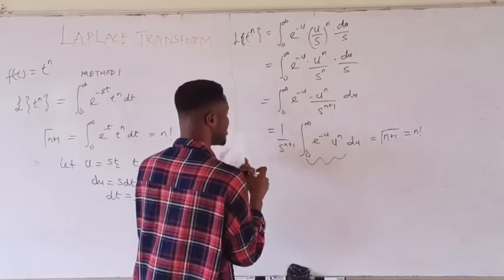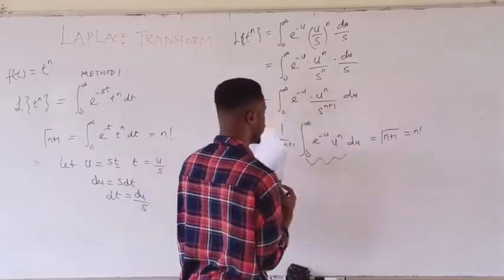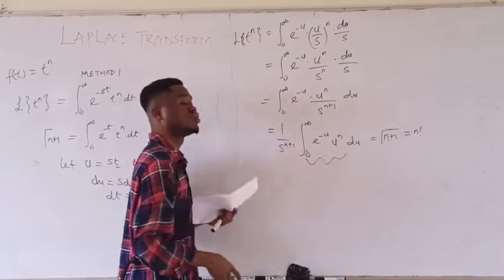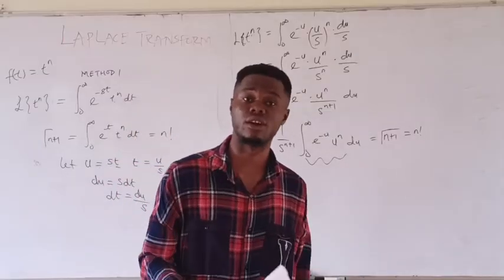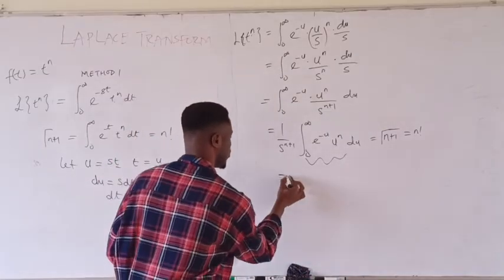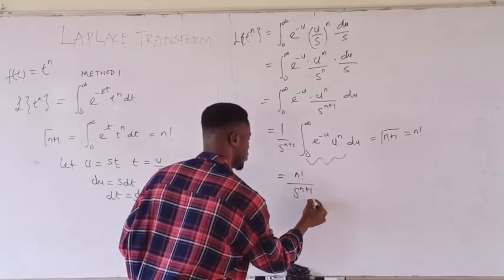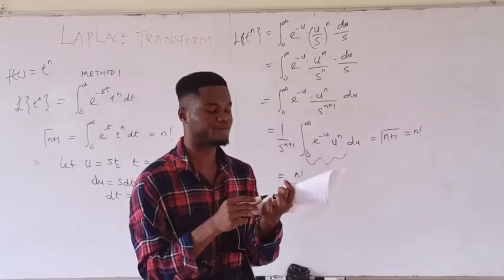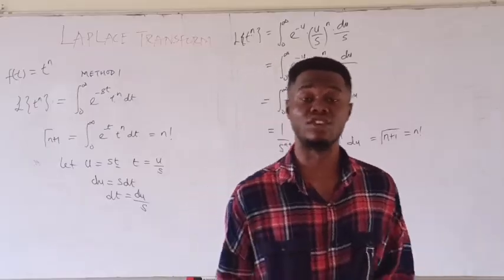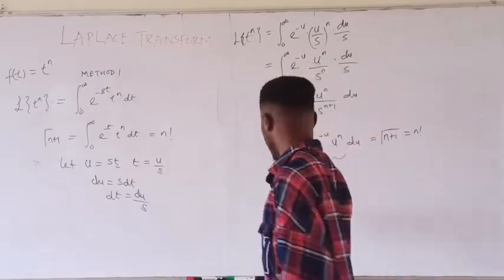So since this integral is equal to n factorial, remember that 1 over s raised to the power of n plus 1 was outside of the integral. Hence, this is now equal to n factorial divided by s to the power of n plus 1. That is the value of your Laplace of t raised to the power of n. So this is the value.